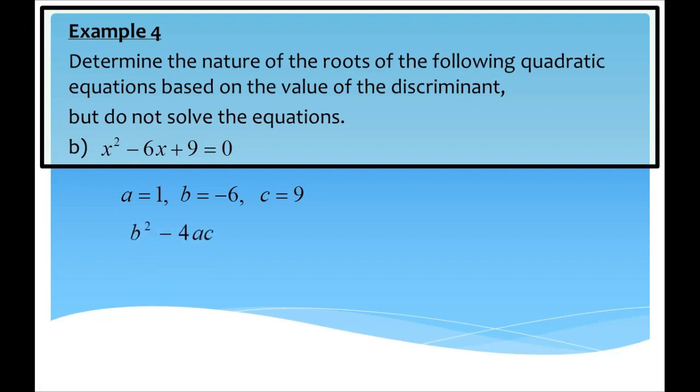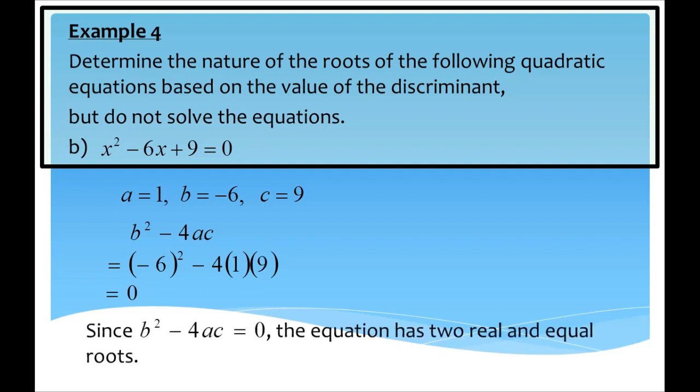Use the discriminant formula, b squared minus 4ac. Substitute the values of a, b, and c, then we will get equal to 0. So what is the conclusion? Since b squared minus 4ac is equal to 0, the equation has two real and equal roots.